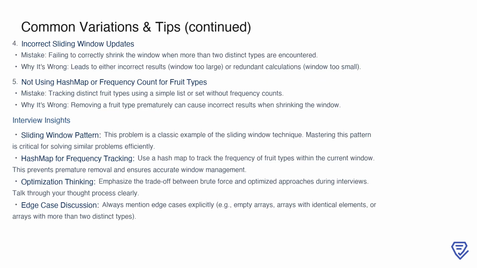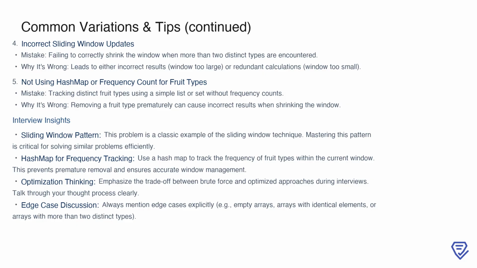Now, another frequent mistake involves incorrect sliding window updates. When you encounter more than 2 distinct fruit types, it's crucial to shrink the window properly. Failing to do so can lead to overly large windows, causing incorrect results, or overly small windows, resulting in redundant calculations. Another issue is not leveraging a hash map or frequency count to track fruit types. Simply using a list or set can cause premature removal of fruit types when shrinking the window, leading to errors.